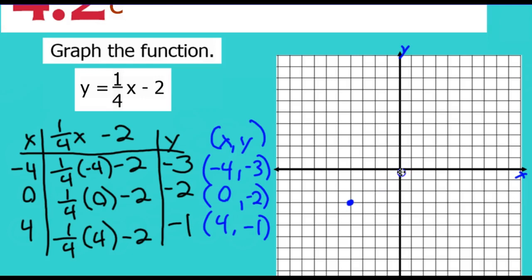Then we go 0. We stay here and go down 1, 2. And finally 4. 1, 2, 3, 4. -1. Now all we need to do is connect these dots. And we have our line. We have graphed this function.